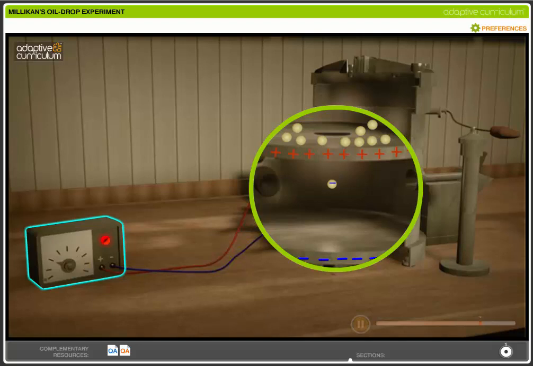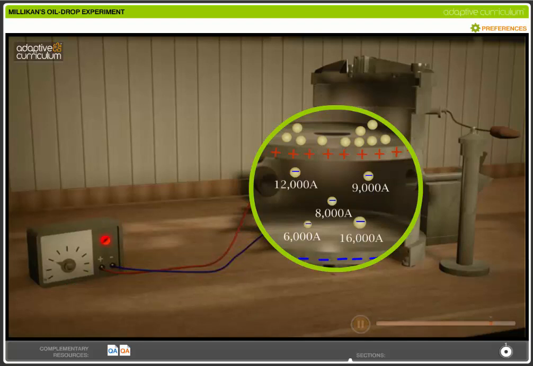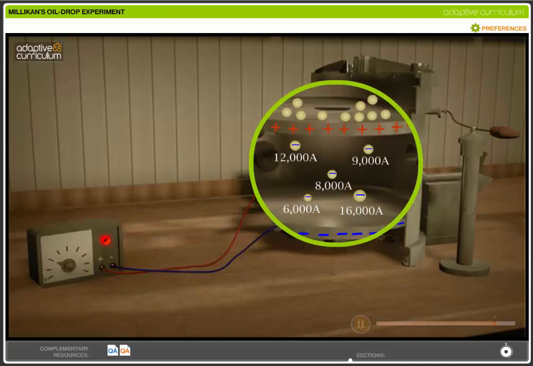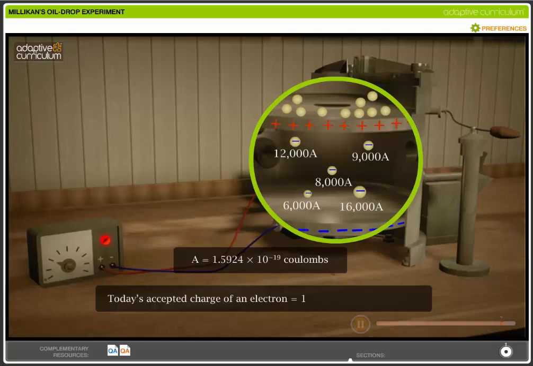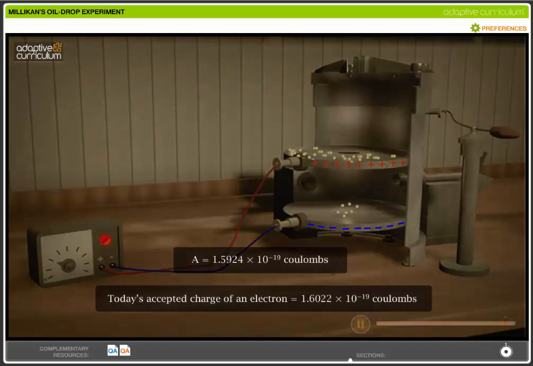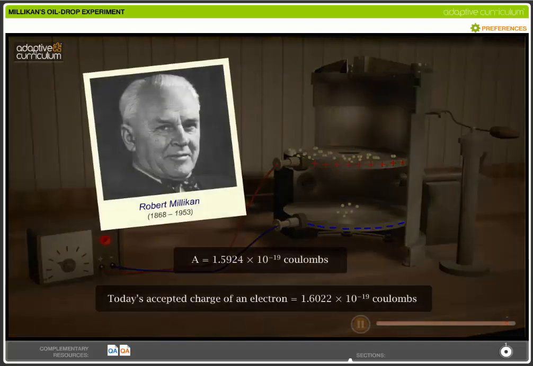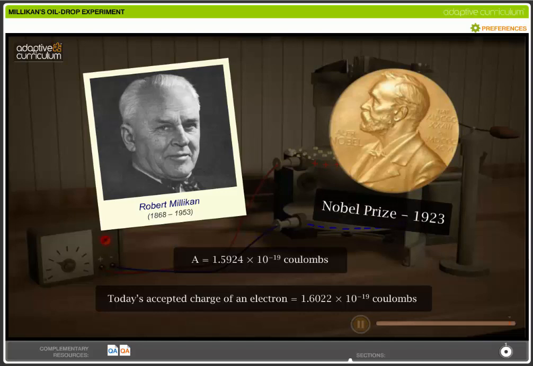Using this apparatus, Millikan was able to calculate the exact negative charge on each droplet. And by repeating his measurements many times with different-sized oil droplets, he realized that the values he measured were all multiples of one fundamental value. This fundamental value was the charge of the individual negative particle, the electron. Millikan calculated the charge of the electron with just a 1% margin of error. In 1923, Millikan was awarded the Nobel Prize for Physics for this accomplishment.